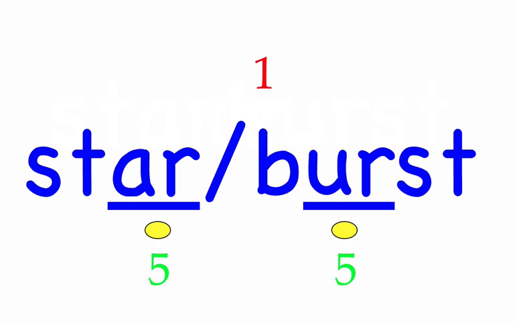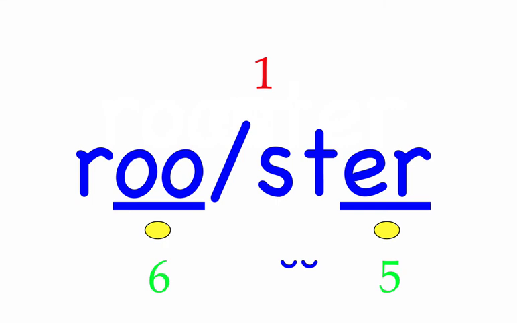And our final row, row 10. Rooster. The rooster made a loud noise in the morning. Roo has two sounds: R, OO. Ster has three sounds: S, T, ER. Rooster. Mark the word. Rooster.